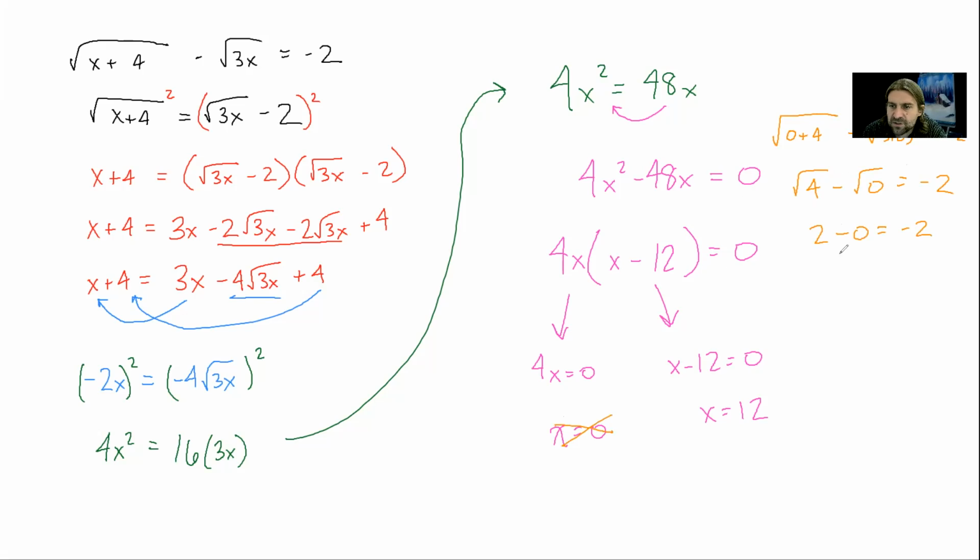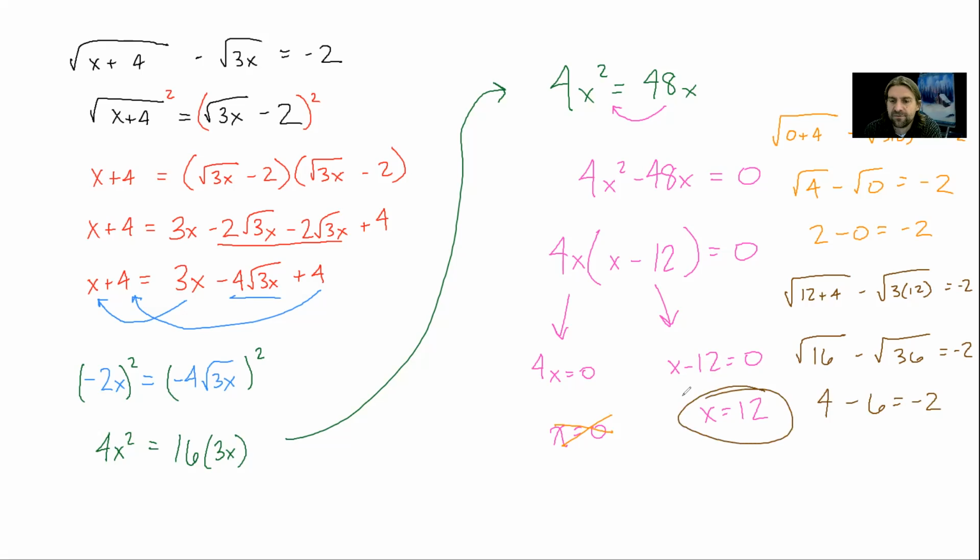All right, so we'll try again with 12. Does the square root of 12 plus 4 minus the square root of 3 times 12 equal -2? Does the square root of 16 minus the square root of 36 equal -2? Does 4 minus 6 equal -2? Yes, it does. So 12 works. So 12 is the solution. 0 is the extraneous solution.